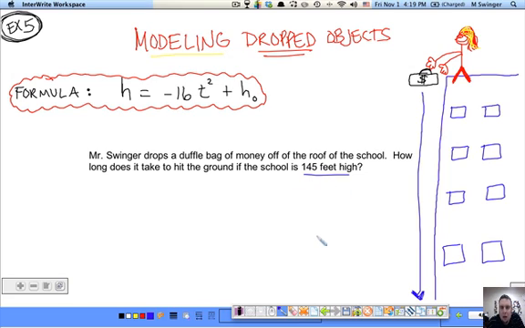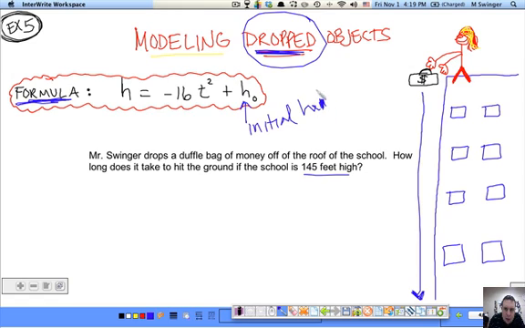Okay, we can figure out how long it's going to take if we know the formula. So I need you to know this formula right here. Mark it down. But it's only for dropped objects. If I threw this money up in the air and then down, it's something different. So make sure it's only for dropped objects. Here we go. Know this formula. This h with the little zero beside it means h sub 0. This means your initial height of the object.